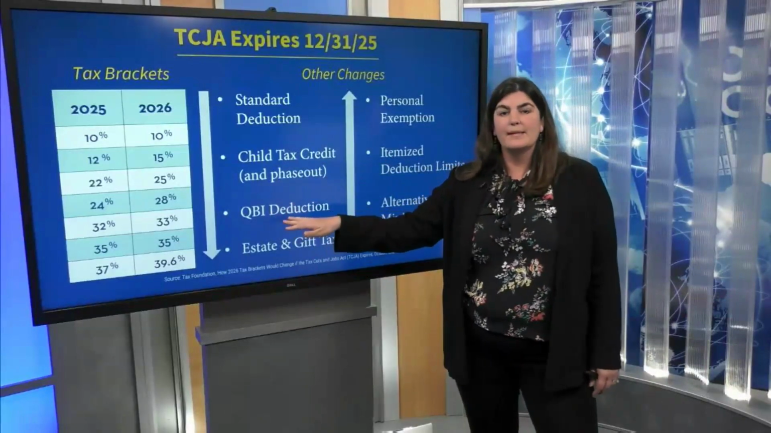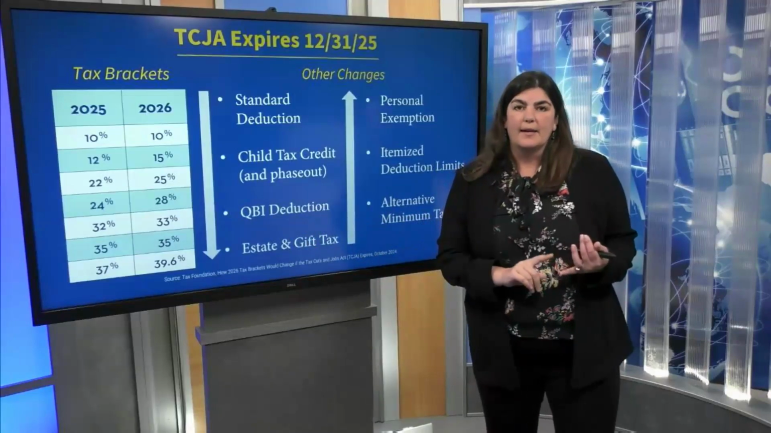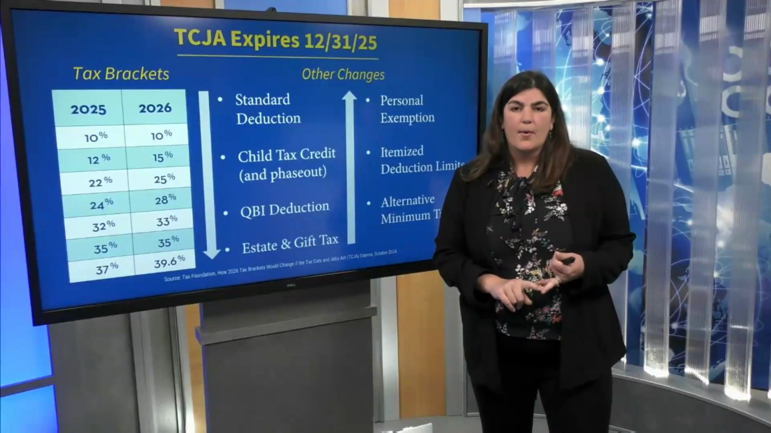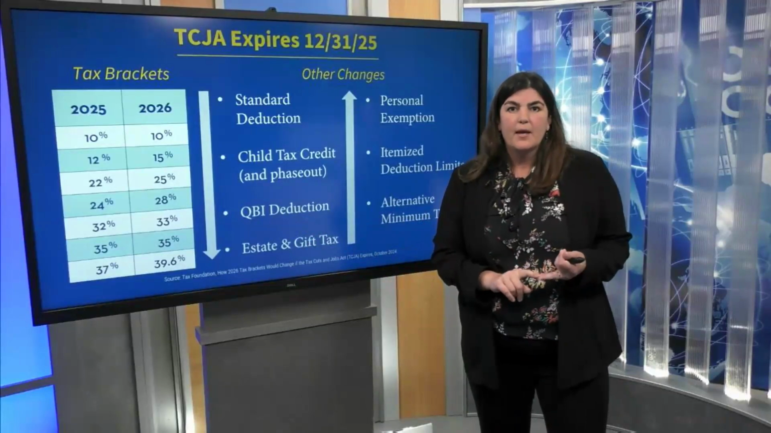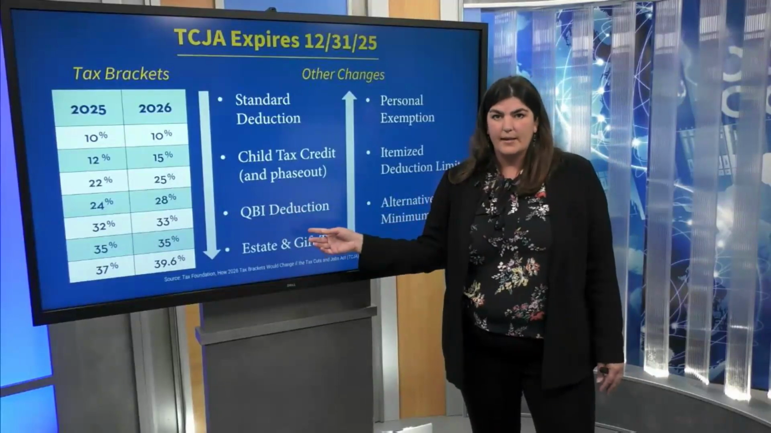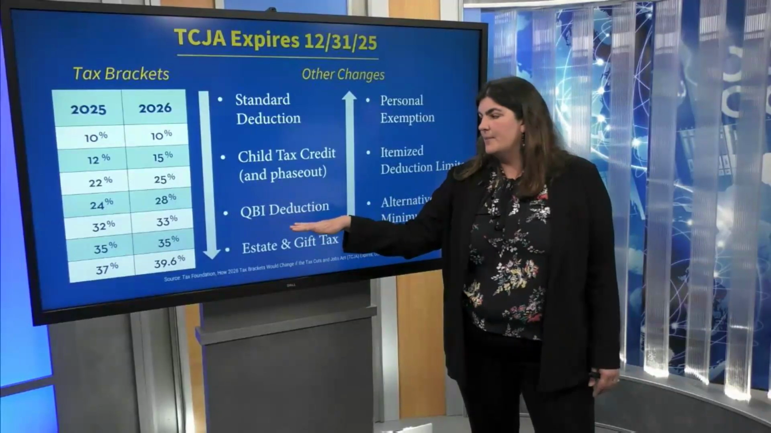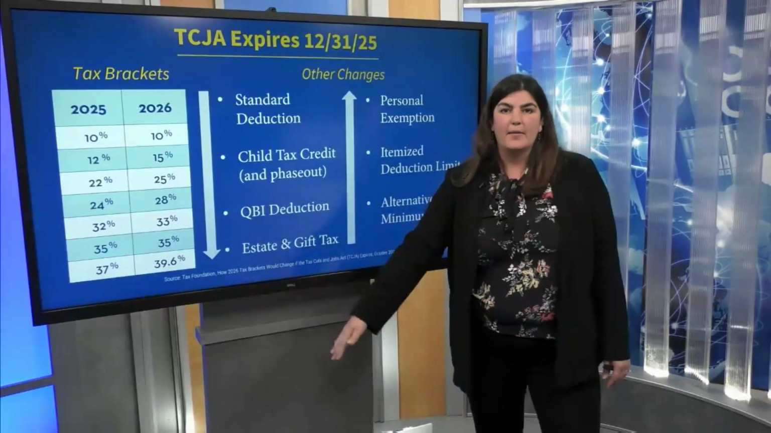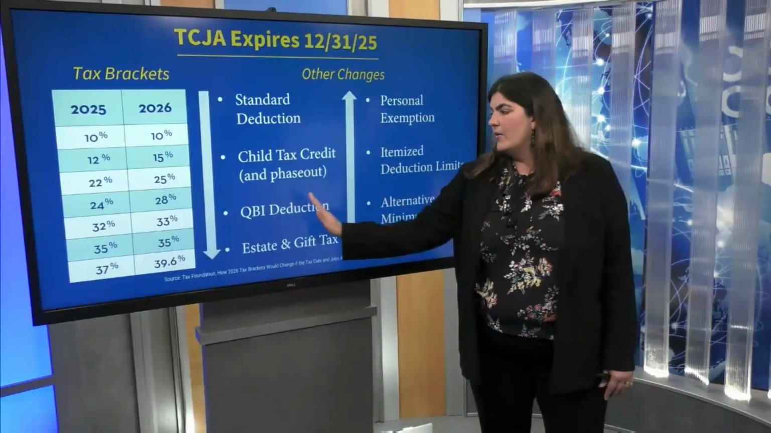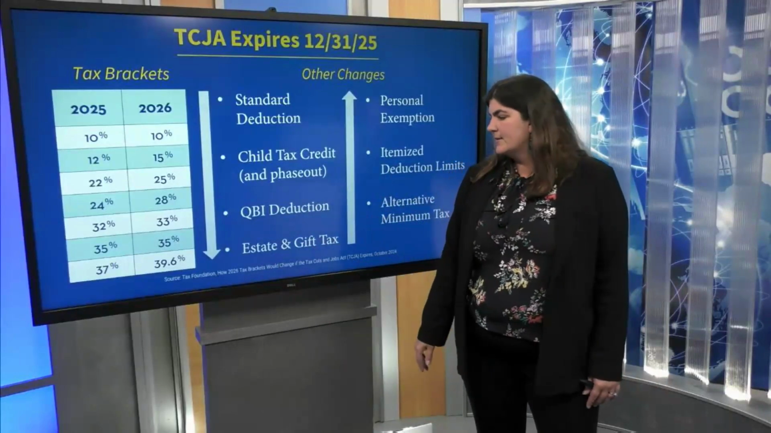The qualified business income deduction is for anybody who's self-employed and has a pass-through entity, whether that's an S corporation or a partnership. Currently, there's a deduction of 20% of your taxable income that you may be able to claim. That goes completely away. That was brand new under the Tax Cuts and Jobs Act. Right now, it is slated to be completely gone in 2026.